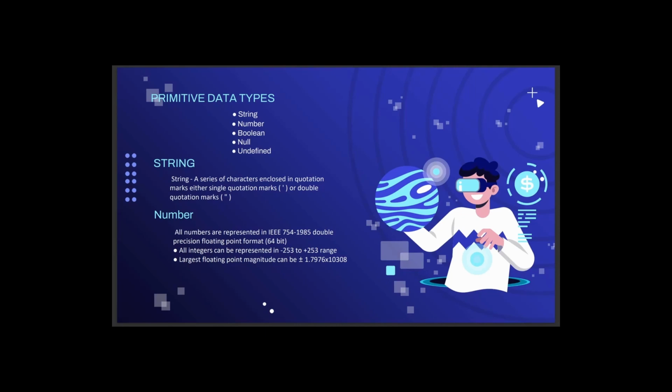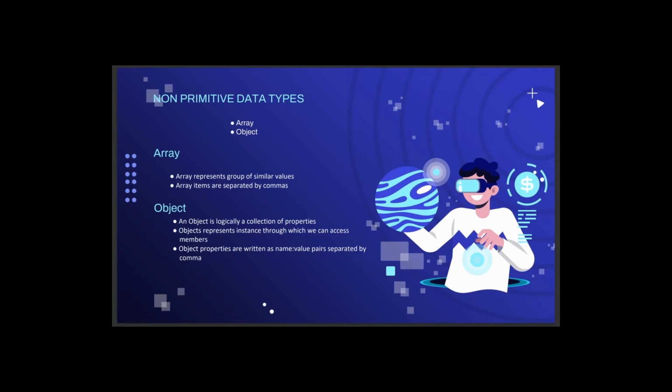Next we see about non-primitive data types: array and object. Array represents a group of values. Array items are separated by commas. Object, an object is logically a collection of properties.